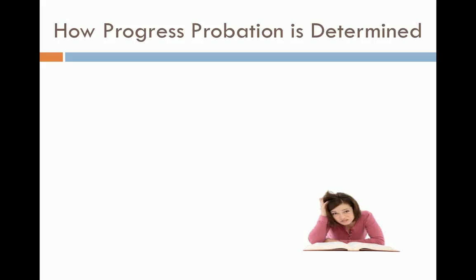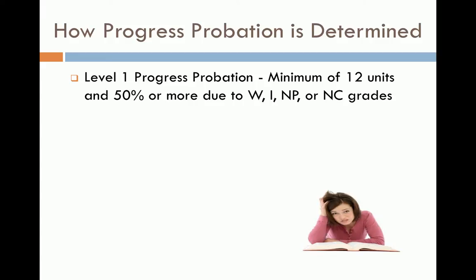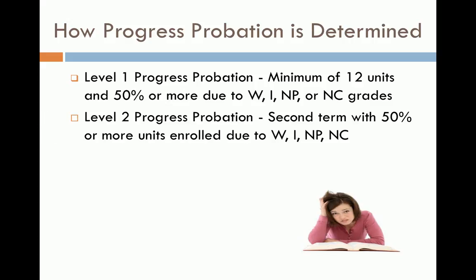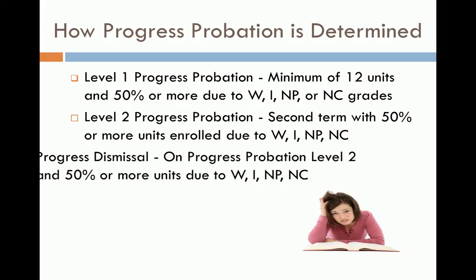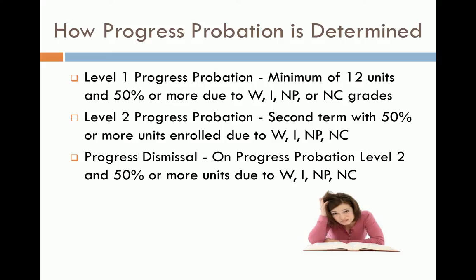The other area that Contra Costa College is required to track is how successful you are at completing the courses you enroll in. You are subject to Level 1 progress probation after you've enrolled in at least 12 units, and 50% or more of all units enrolled in result in W, I, NP, or NC grades. If you enroll in any courses in a subsequent term, and once again do not complete at least 50% of the courses you attempt, or are still below an overall completion rate of 50%, then you will be placed on Level 2 Progress Probation. Once you have reached Level 2 Progress Probation, if you do not complete more than 50% of all units you enroll in with successful grades, you may be placed on Progress Dismissal status.